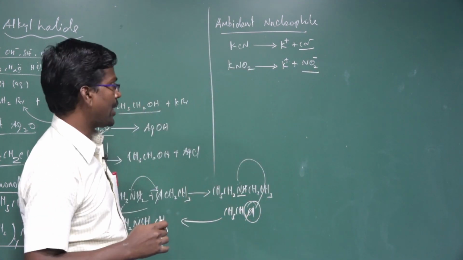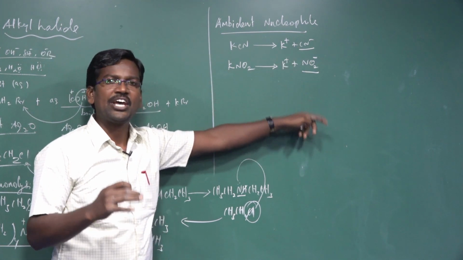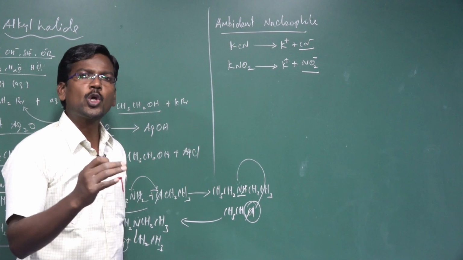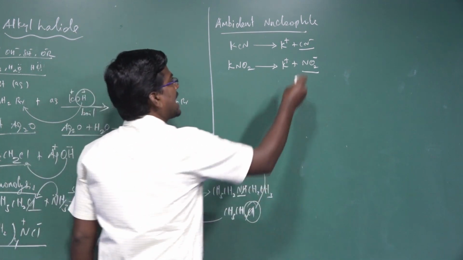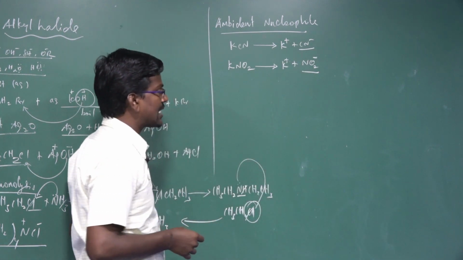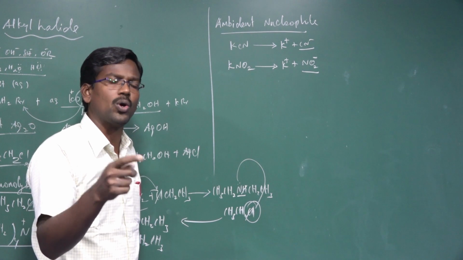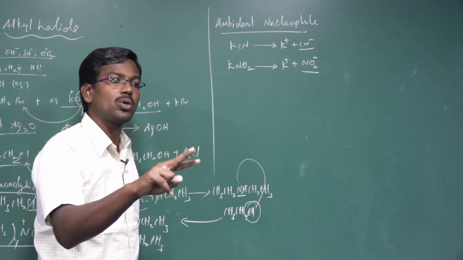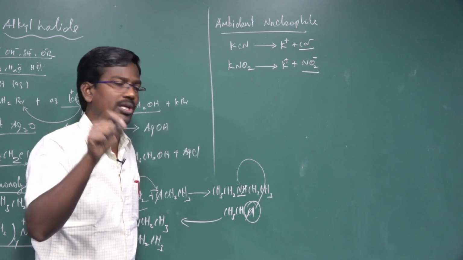What is the meaning of ambident? The nucleophiles such as cyanide and nitrite can attack the electrophilic center from two sides. For example, the cyanide ion contains how many elements? Two elements: one is carbon and one is nitrogen. Both can donate or attack the methylene carbon of ethyl chloride.